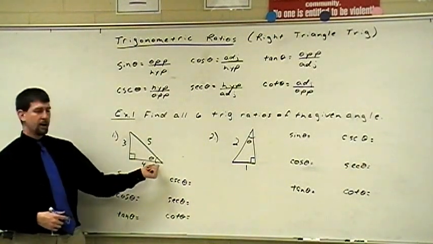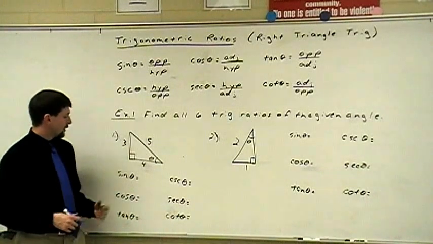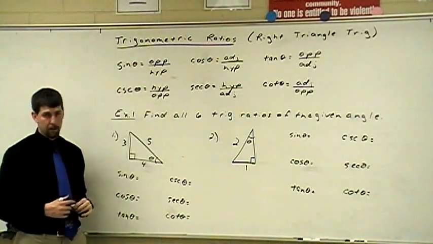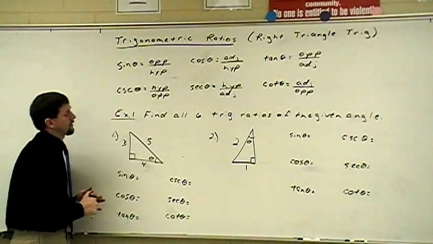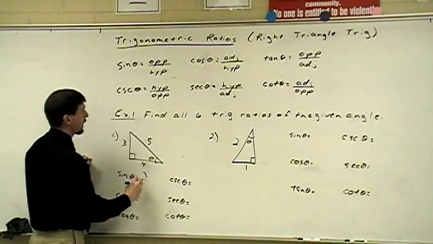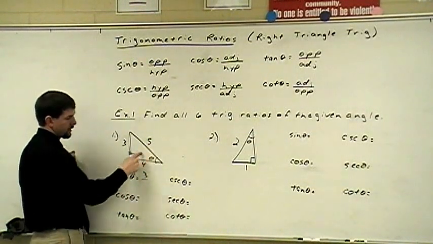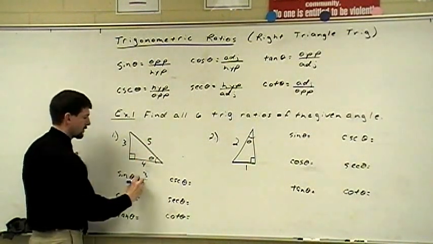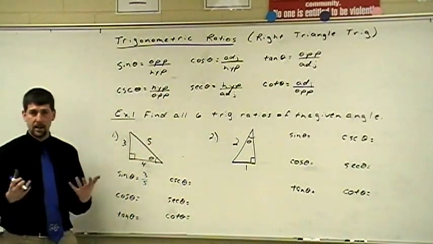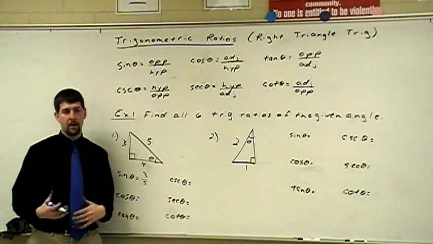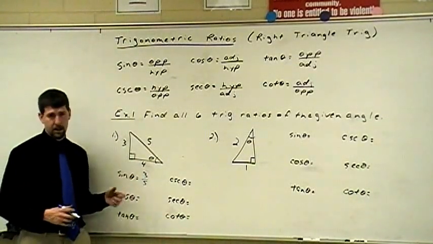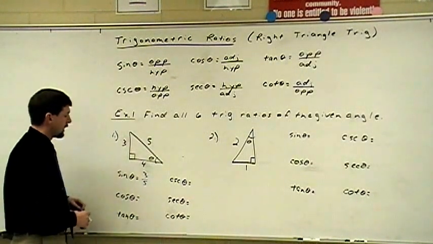We've identified this angle on the bottom right as theta. Now if I want sine of theta, we remember sine is opposite over hypotenuse. So the leg opposite of theta is going to be 3, and the hypotenuse is opposite the 90 degrees, so it's going to be 5. So sine of theta is 3/5. I don't care what theta is at the moment. All I'm worried about is the ratio of the opposite leg to the hypotenuse.